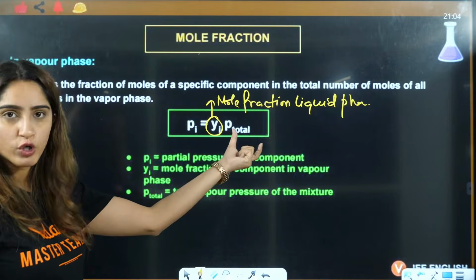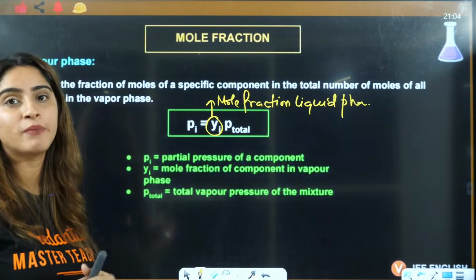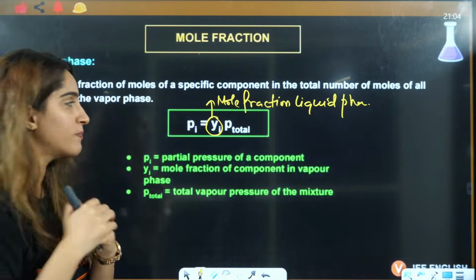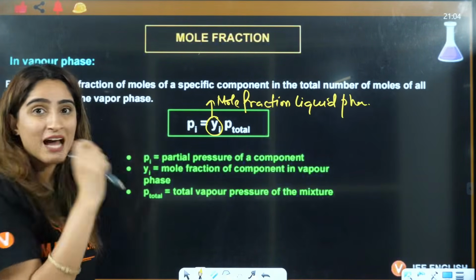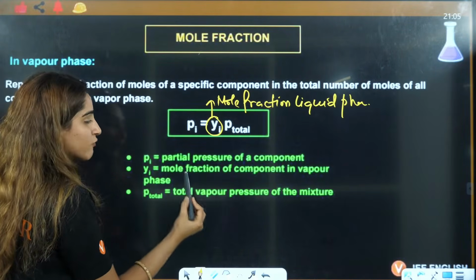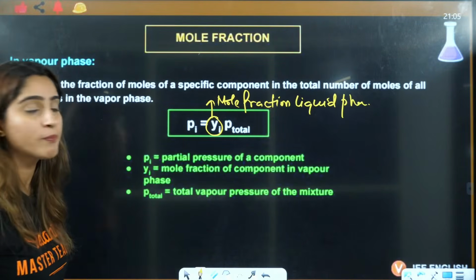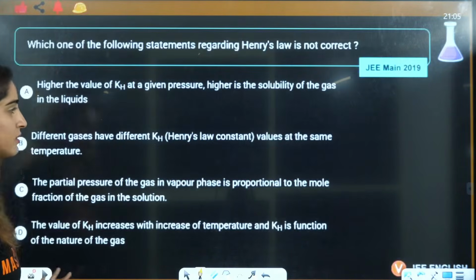So you will have total pressure. Total pressure means the total pressure of the full mixture. This is the partial pressure of that gas. So partial pressure of the component equals Y, the mole fraction in the vapor phase, times P total, the total pressure of the mixture.